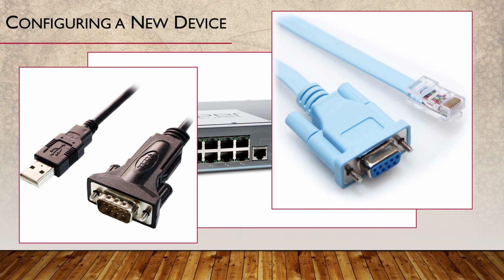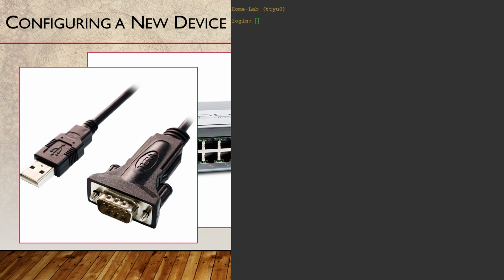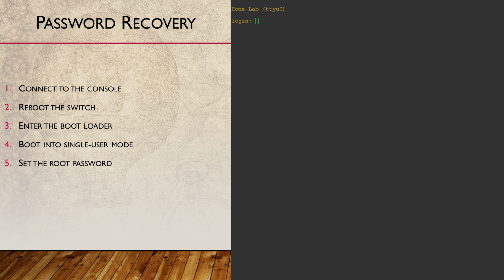If you've got a console cable that you use to connect to Cisco routers, you should be able to use it here too. Next, we'll use a terminal emulator like Putty to connect to the switch. So far, this should all be quite familiar to you. Now we have a connection, but still no username or password to log in with, so we need to reset the root authentication details. To do this, we need to start by rebooting the switch.